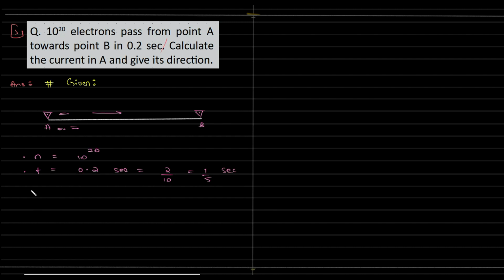Calculate the current. So we need to find e also, which is 1.6 into 10 to the power of minus 19, which is 16 into 10 to the power of minus 20 coulomb of charge. So this is pretty much required for all the current questions, so it's better to write. Okay, now what is it that we have to calculate? Current is what, and direction of current is what.